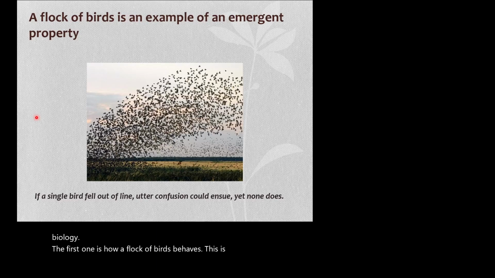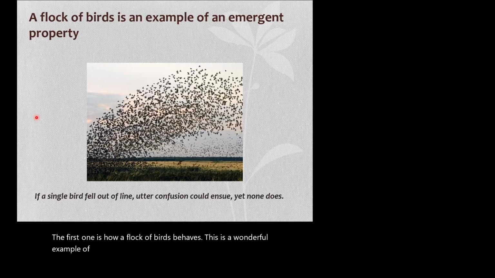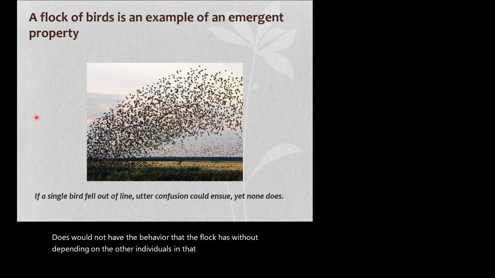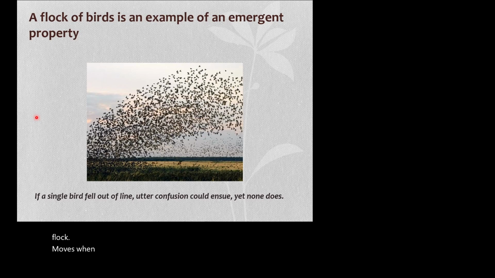This is a wonderful example of an emergent property because each individual bird would not have the behavior that the flock has without depending on the other individuals in that flock. So you have here the level of organization of individual organism, right? Each bird. And then the interaction of those individuals, the whole population, you see these new properties, such as the way the flock moves when it's being pursued by a predator.